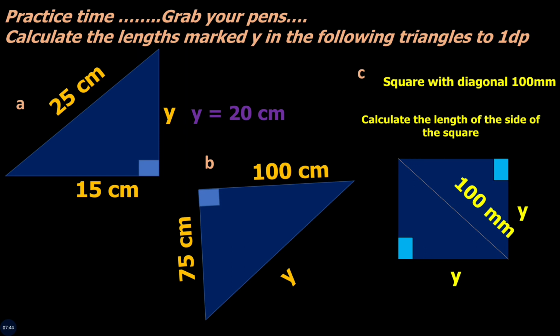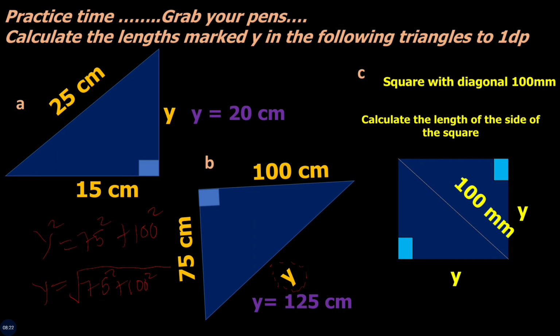Diagram B, we can clearly see that y, or the side marked y, is the hypotenuse. Applying the theorem of Pythagoras again, y squared equals 75 squared plus 100 squared. Take the square root of both sides. Y is equal to the square root of 75 squared plus 100 squared. This will give us y equals 125 centimeters.